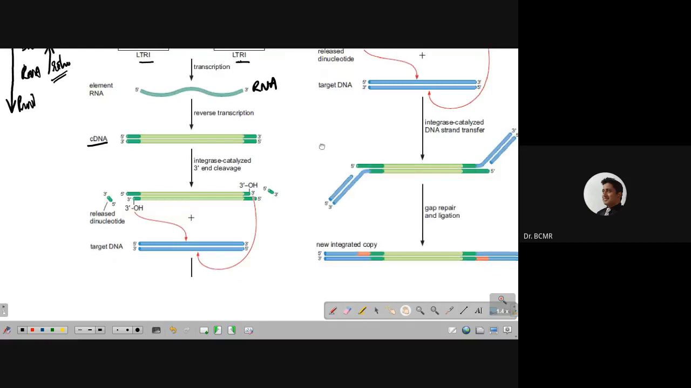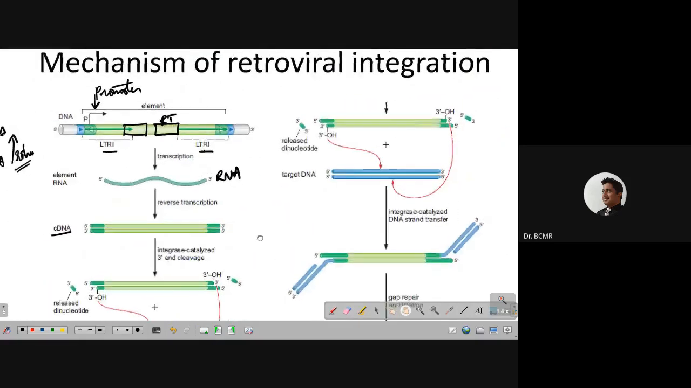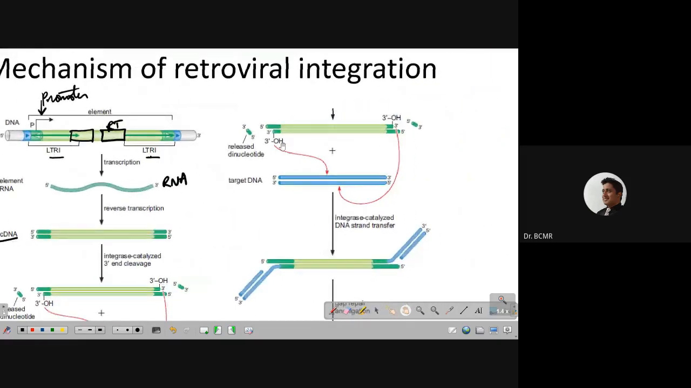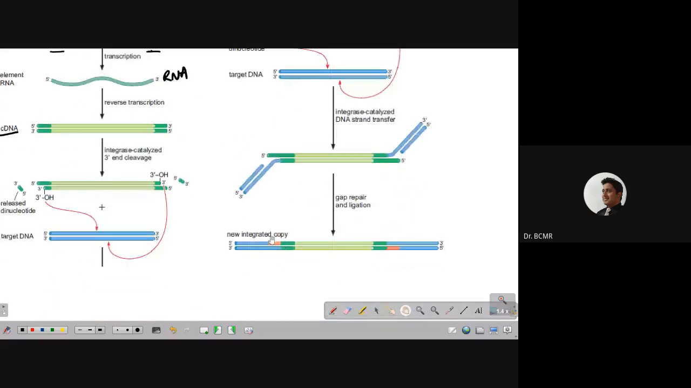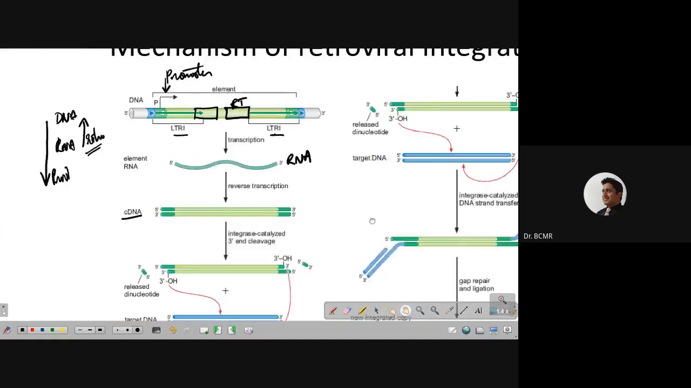Okay? This is, well, we'll come to that. So the target site is attacked by the transposon, and then it integrates by the enzyme integrase. Okay, this is the function of integrase. And eventually the gaps are repaired, so you will end up forming the target site duplication. We'll quickly go through it once again.